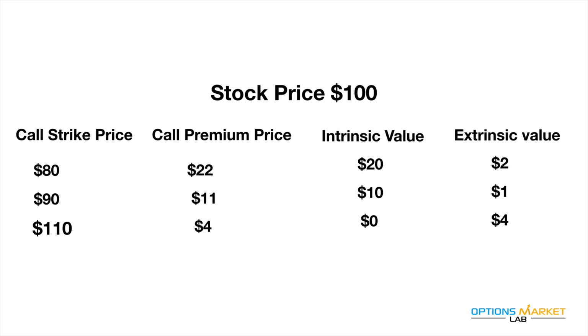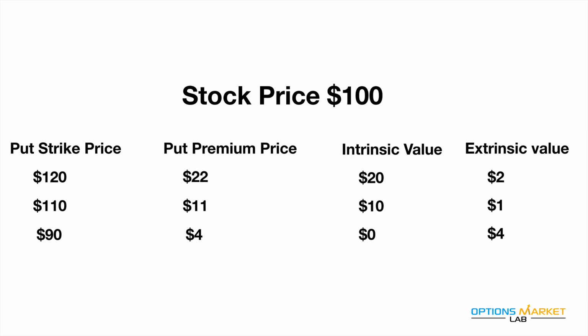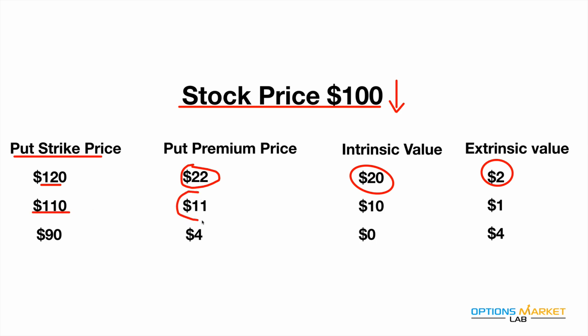Now when we go over to the put side, and if we're looking at the stock price of $100, again, put is when we're anticipating the stock price to go down. So if the put strike price is $120, the put premium is going to be $22. That means we are already $20 in the money, and it has a $20 intrinsic value, leaving us with a $2 extrinsic value. If the strike price is 110, it is giving us $11 premium with $10 for intrinsic value and $1 of extrinsic value.